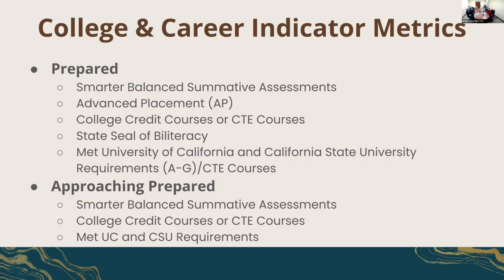So A through G are the courses that you would take, and all of our math courses, our English courses, our science courses, those are all A through G approved courses. So if kids take those courses and pass, then that gives them the minimal level for college entrance.